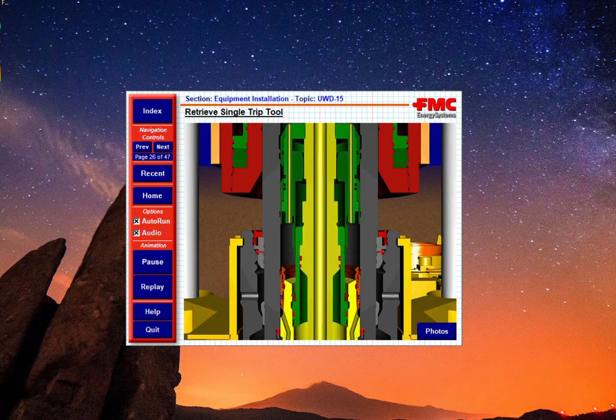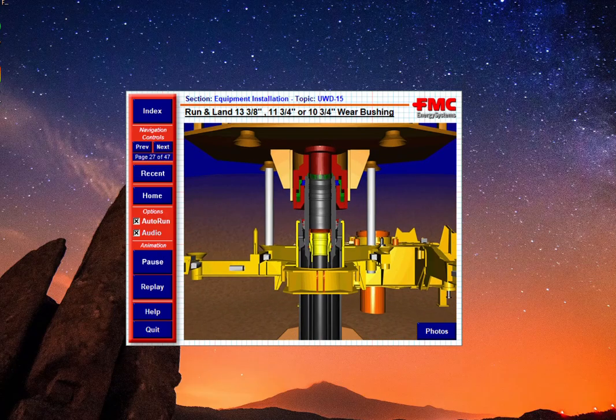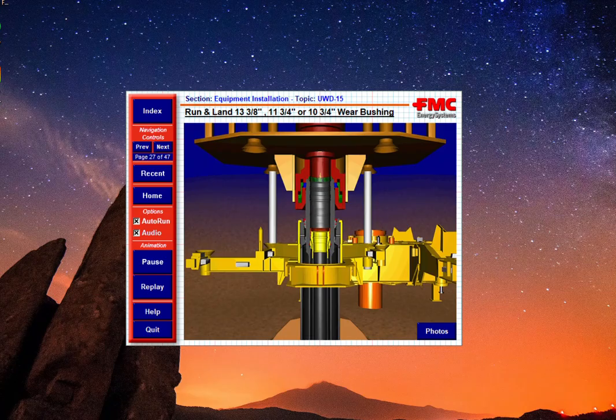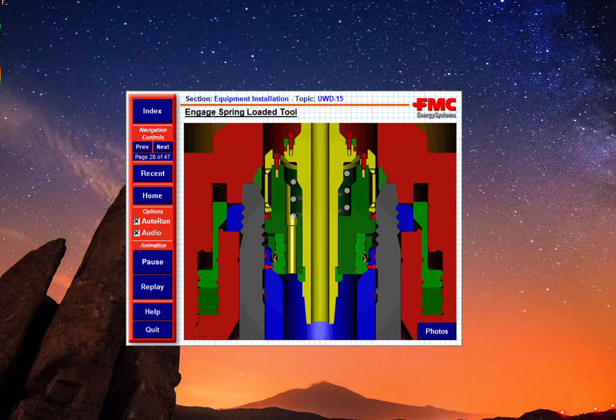The single trip tool is retrieved by a straight upward pull of the drill string. The tool was released during the rotation and setting of the seal assembly. In preparation for the next drilling procedure, a wear bushing is made up to the spring-loaded tool. It is run and landed in the high-pressure wellhead. The spring-loaded tool closes with 3,000 to 5,000 pounds of downward weight.